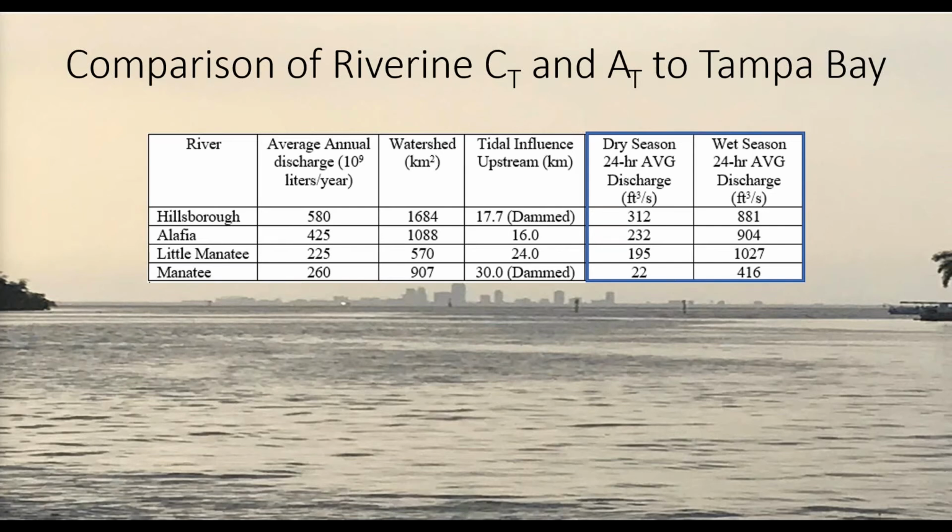So this table here gives you a sense of the prevailing physical flow conditions and drainage area for each river compared to the 2019 average discharge rates I encountered during each season's sample collection on each river highlighted in blue.